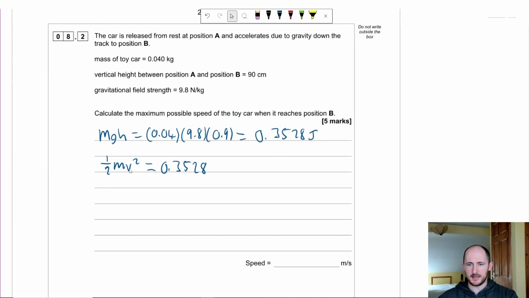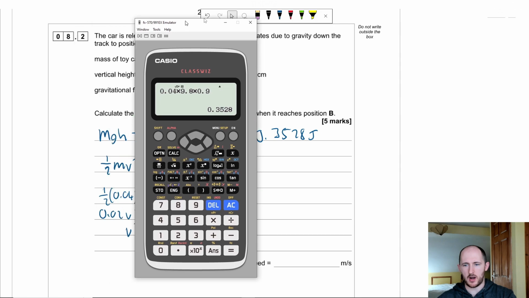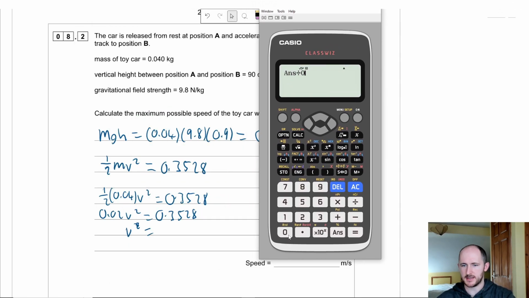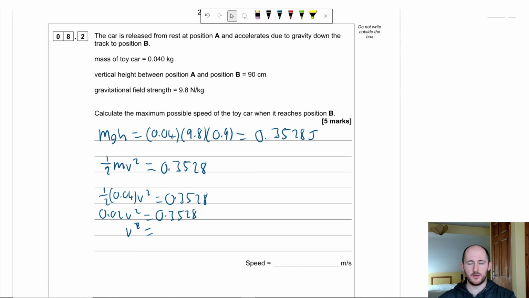Cool, and we have everything we need. So you can rearrange this first. So I'm going to times both sides by 2, and then obviously we have, in fact, hang on, let's do it properly. A half times 0.04 times v squared equals 0.3528. So that means 0.02 v squared equals 0.3528. So I'm going to divide both sides by 0.02. So I'm going to do answer divided by 0.02 to get 17.64.